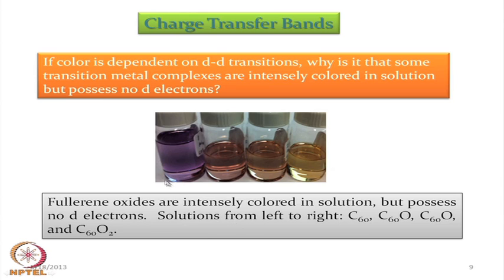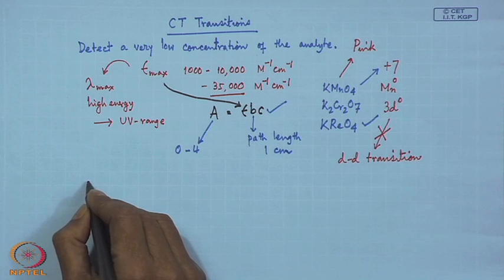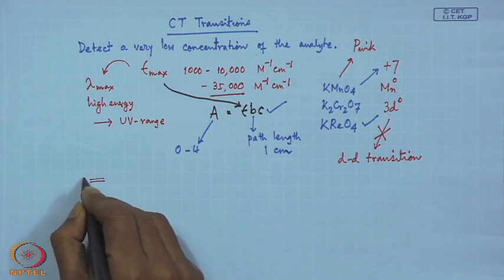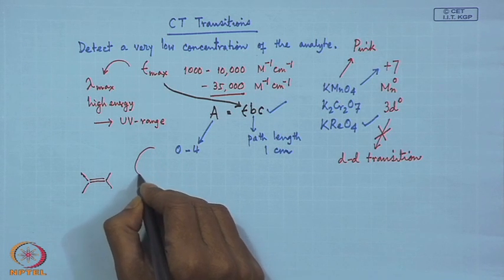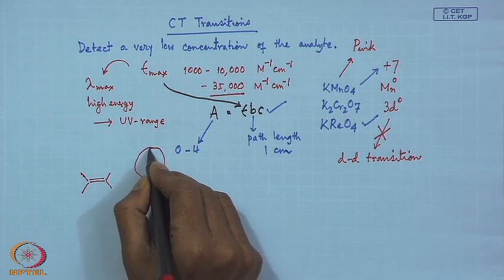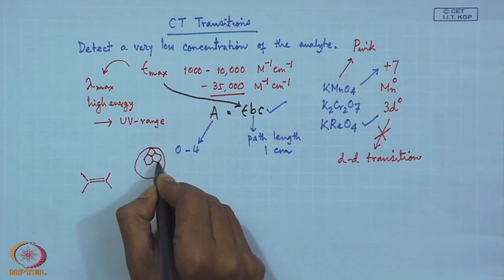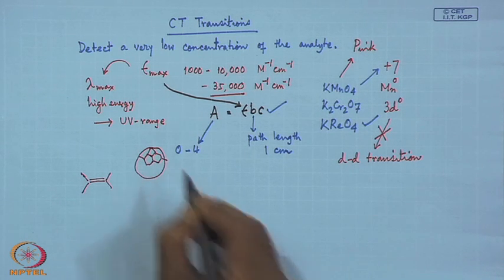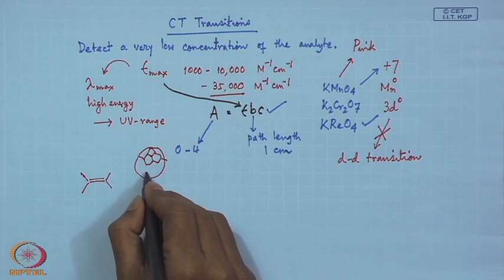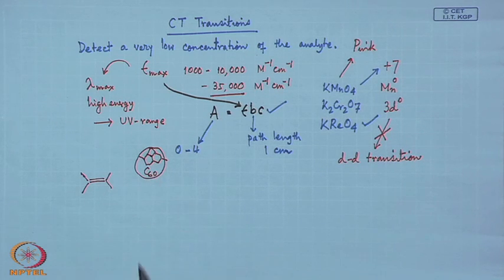And the solution of C60 is light pink in color and the corresponding oxides are yellow to orange. In C60 we have a large number of carbon-carbon double bonds, where we have a football-like structure which has some pentagonal and hexagonal cages only. So, this molecule is also colored.